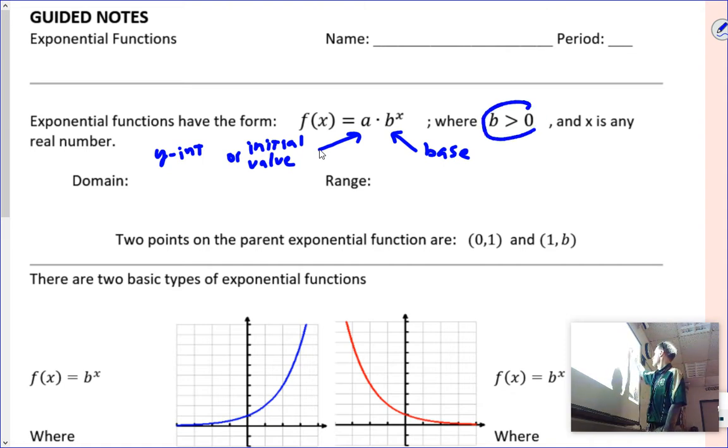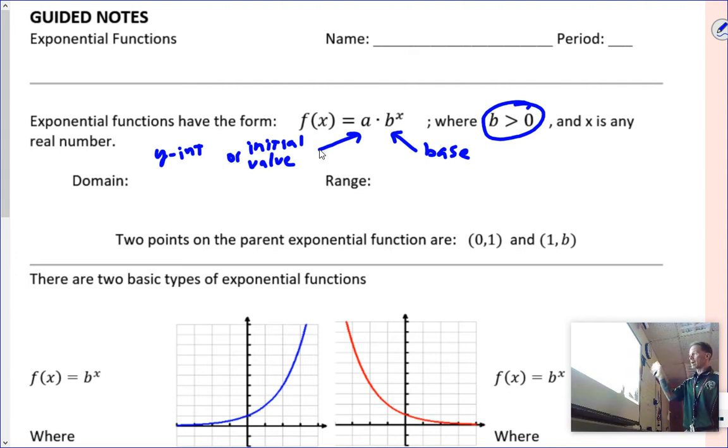Now do notice our b is always going to be greater than 0. It's also not going to be equal to 1. So it's going to be some positive number not equal to 1, because if it's 1, nothing happens. It's just a linear function, just a constant. So that's kind of our general format.